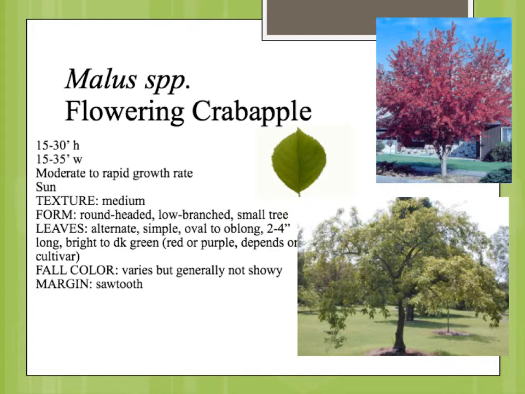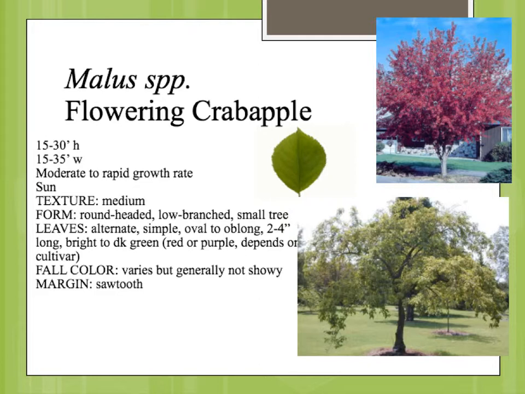The malus is actually exactly the same as the apple malus, the apple that we eat. It's just that if the fruit is smaller than 2 inches, it's called a crabapple, and if it's 2 inches or larger, it's just called an apple.